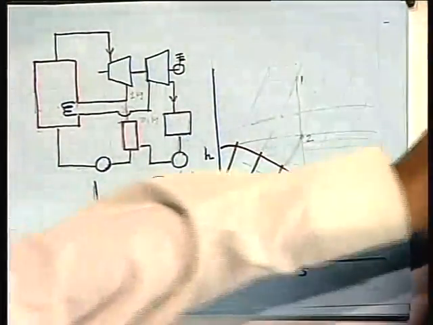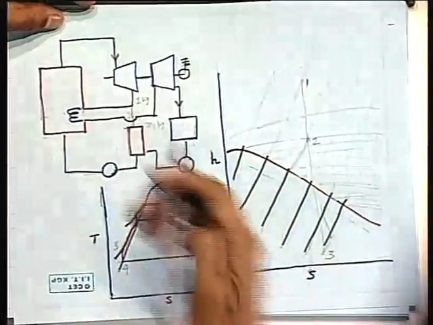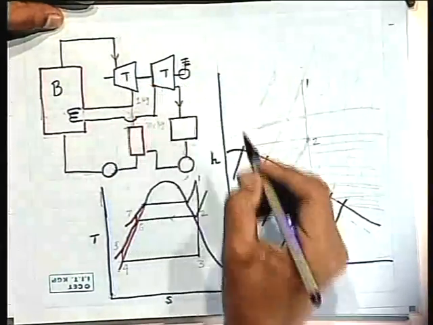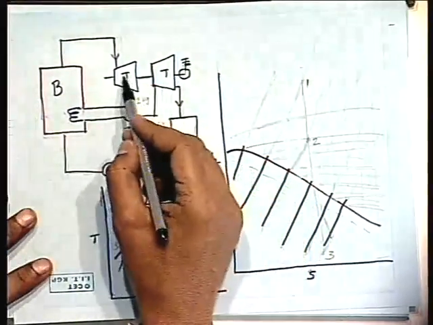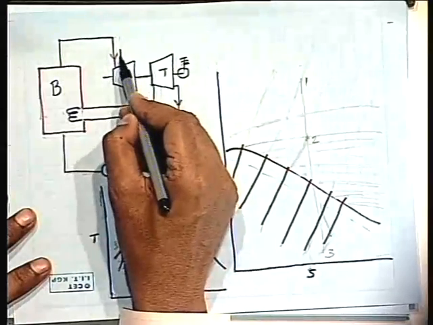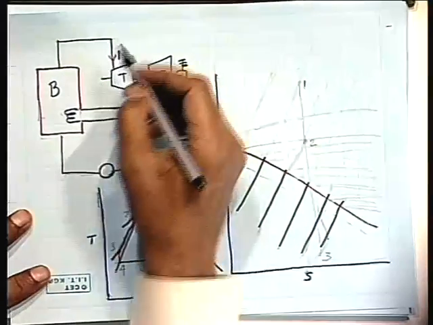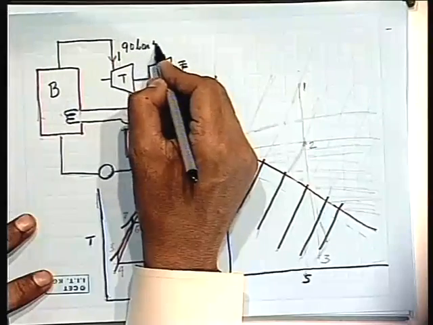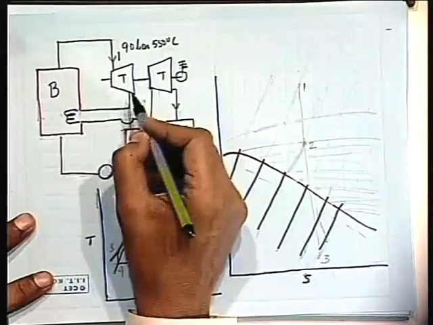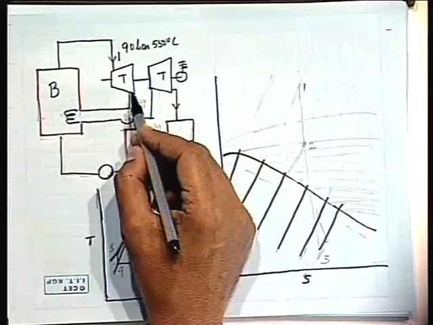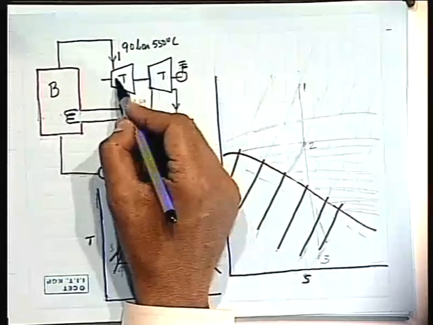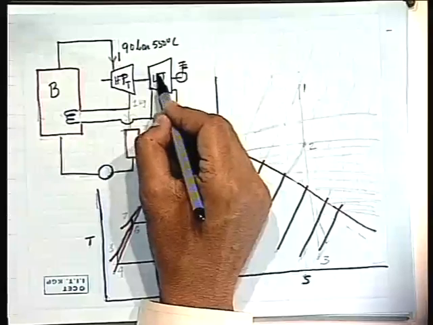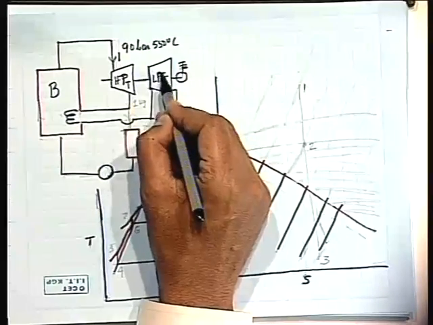Now, this is the situation. This is the boiler, this is the turbine. Boiler, this first one, point 1, is at 90 bar and 550 degrees Celsius. After expansion, this is the HP turbine, and this is the LP turbine.